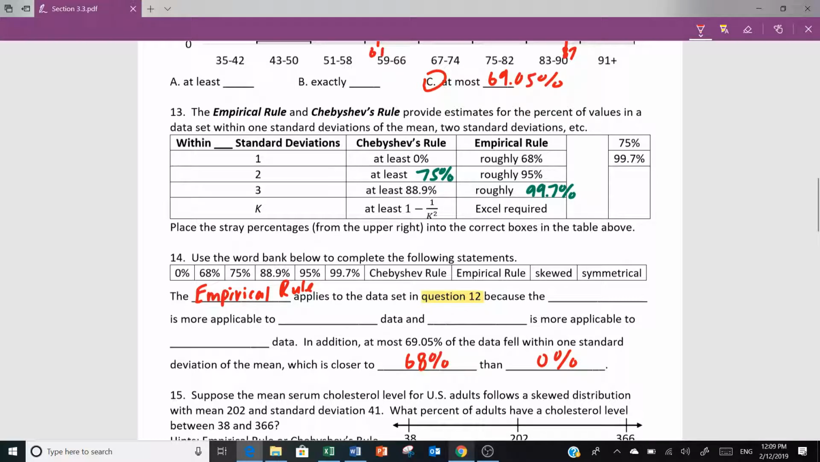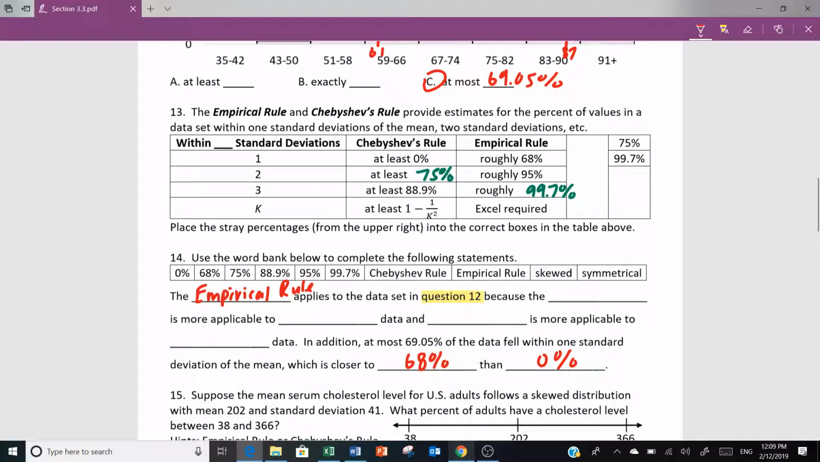Okay, now trying to fill in the rest, because the blank is more applicable to blank data, and the blank is more applicable to blank data. If you look at here, what kind of data are we dealing with? Either skewed or symmetrical. Which one is the empirical rule going to apply more to? The symmetrical data or the skewed data?